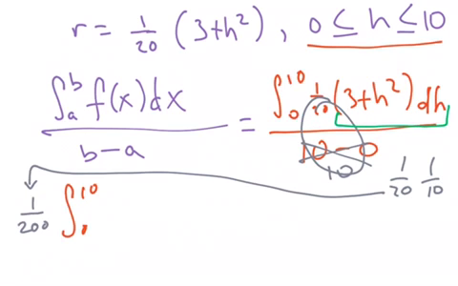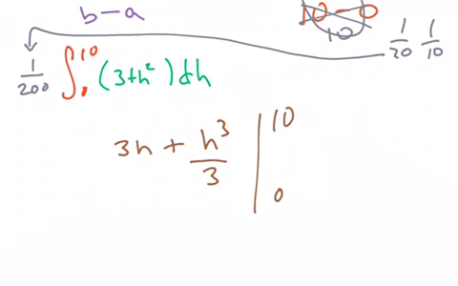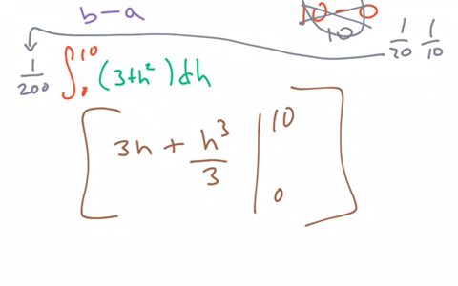This part here, I'm just going to rewrite inside: 3 plus h squared dh. So all I've got to do is integrate 3 plus h squared dh. If I integrate that, I get 3h plus h cubed over 3 from 0 to 10. And all of this is getting multiplied by 1 over 200.